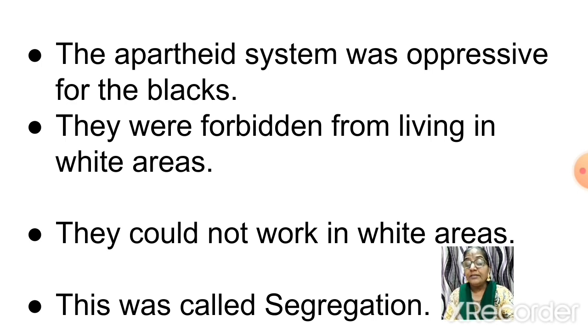trains, buses, taxis, hotels, hospitals, schools, colleges, libraries, cinema halls, theaters, swimming pools, beaches, even public toilets, all were separate for the whites and the blacks. Blacks could not share all these things with the whites. They were not allowed. This was called segregation.